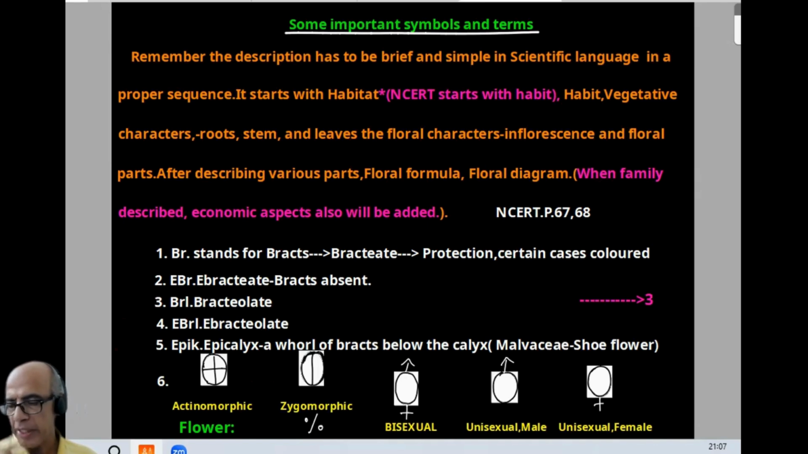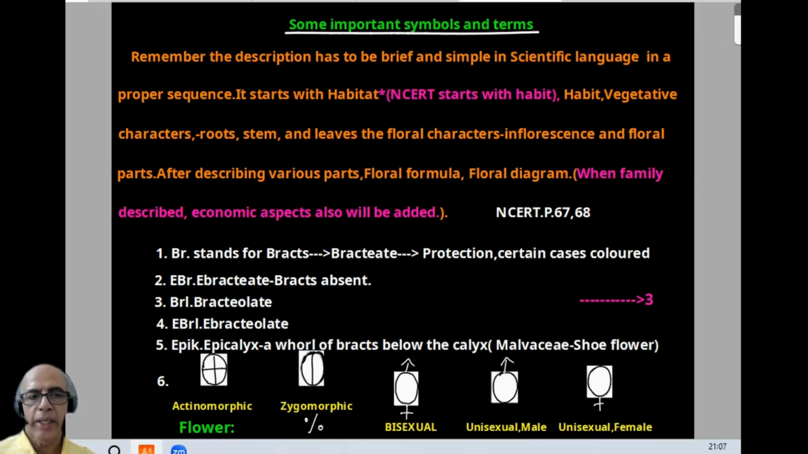Now, basic symbols and words. BR stands for bracts. Flowers having bracts are called bracteate; the function is protection. In certain cases we can find colored bracts. A typical example is bougainvillea. The colored part is the bract, glory of the garden. Then EBR, ebracteate, bracts absent. Then BRL, bracteolate, another additional structure. EBRL, ebracteolate, it is absent.